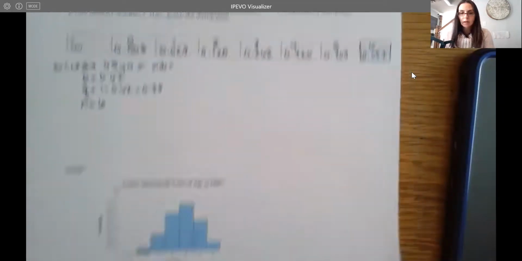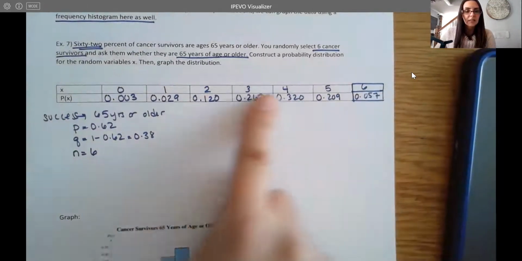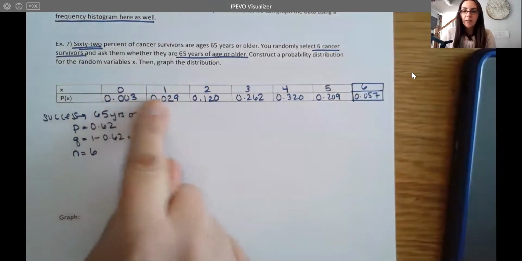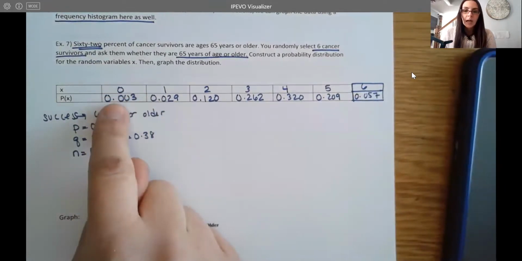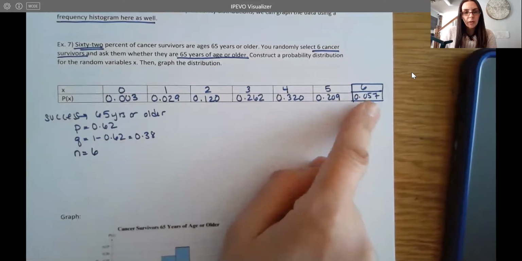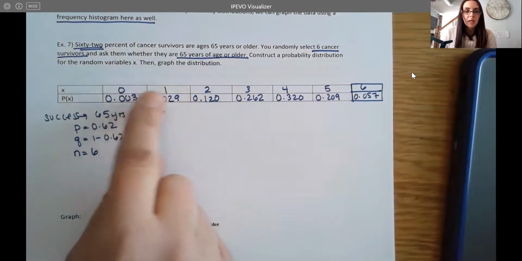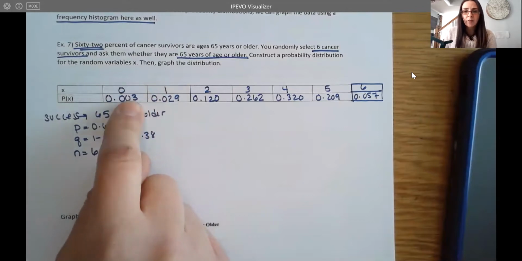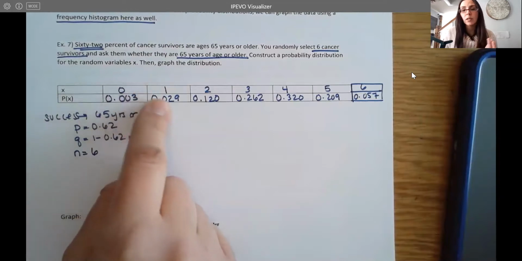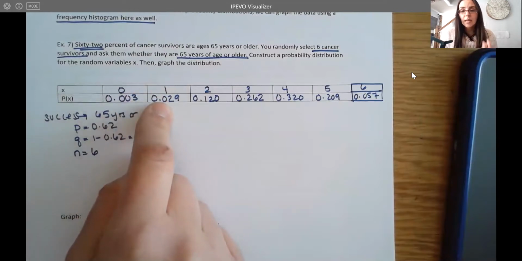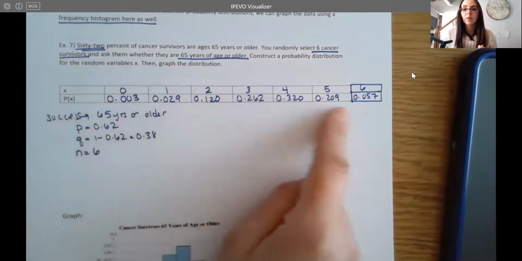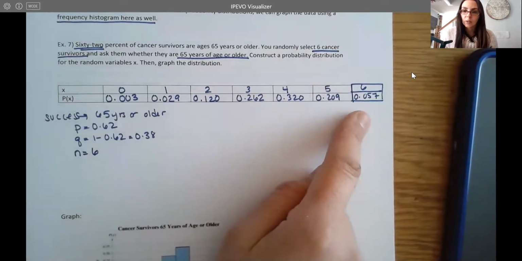And if you look here in your probabilities above, you can see that these two are very, very small. 6 is small too, but it's over 0.05, while these two are less than. So if you were to choose 6 different people randomly, it would be very rare for you to have 0 survivors who are 65 or older, or only 1 survivor who is 65 or older. You'd be much more likely to have multiple survivors that are 65 or older based on our data.